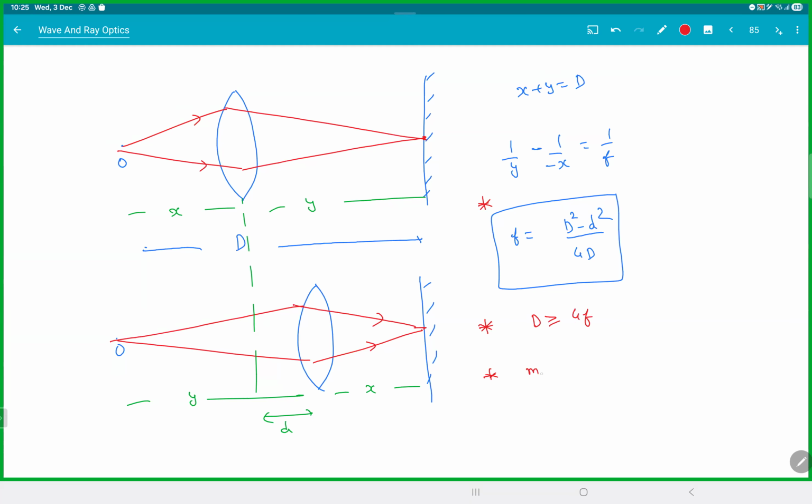Another thing, the product of the magnification in both the cases is 1. The fourth formula is that the height of the object is root over h1 h2. The reason is this. Here the magnification will be y by x. Here the magnification will be minus x by y. So when you multiply, you get the product is 1. Clear with this?